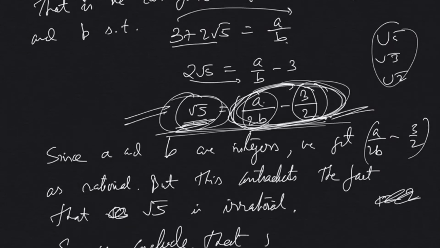So we conclude that 3 plus 2 root 5 is irrational.